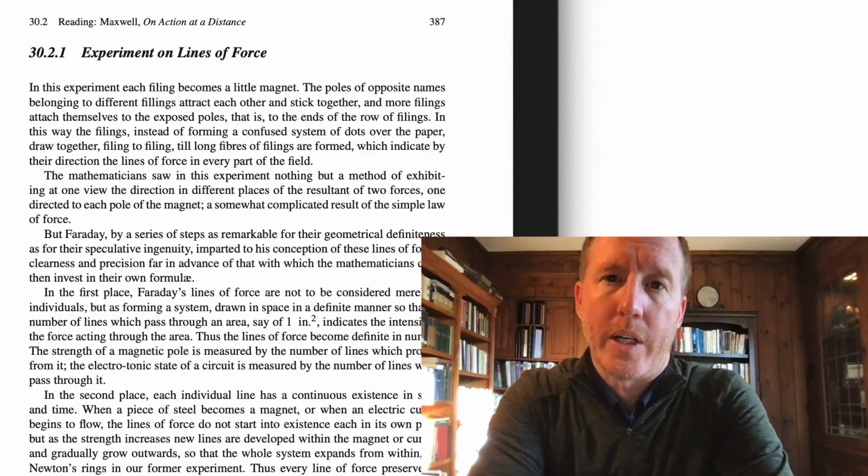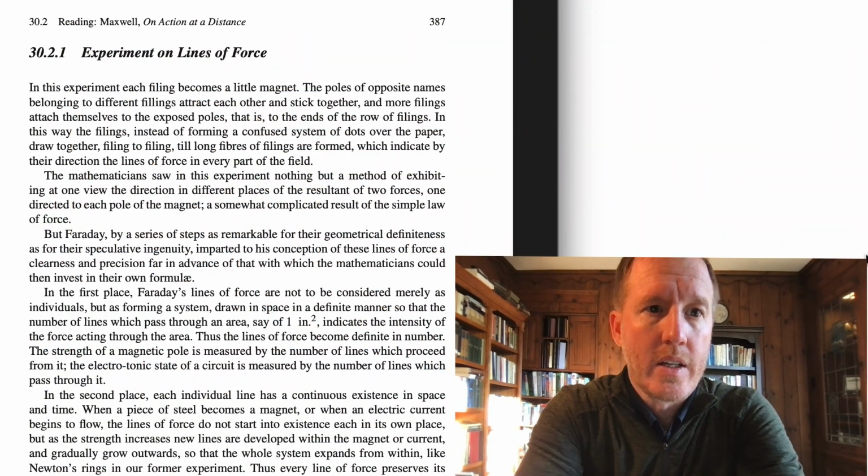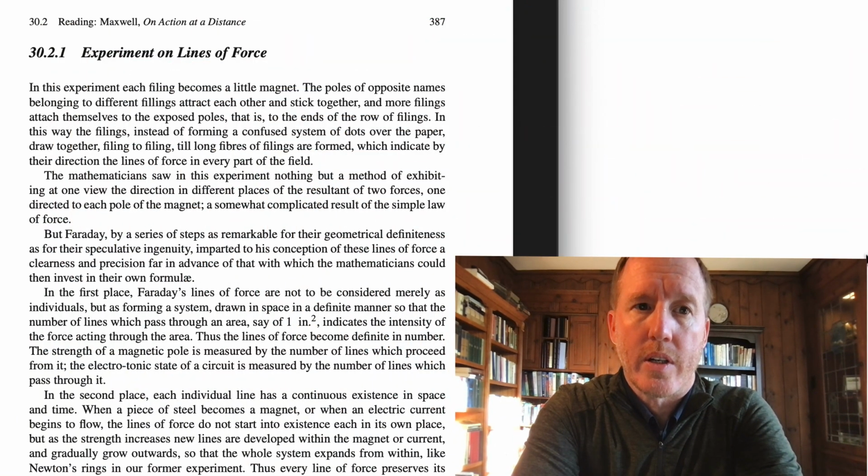Today we're going to look at how Michael Faraday was led to the concept of the magnetic field by studying the iron filings around a bar magnet. This is recorded in Maxwell's lecture on action at a distance, which is included in A Student's Guide to the Great Physics Texts, volume 3. We begin reading on page 387. This is titled Experiment on Lines of Force.